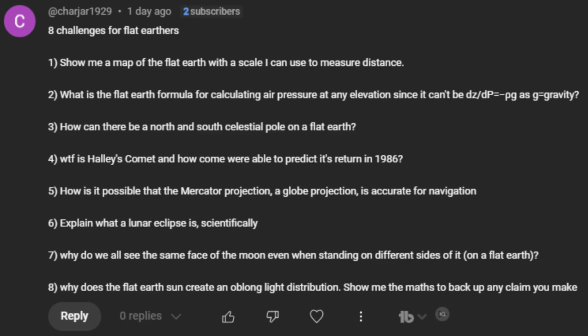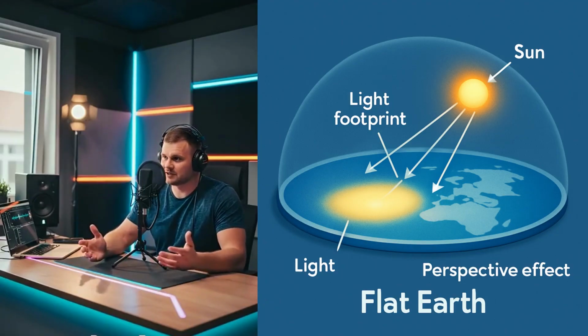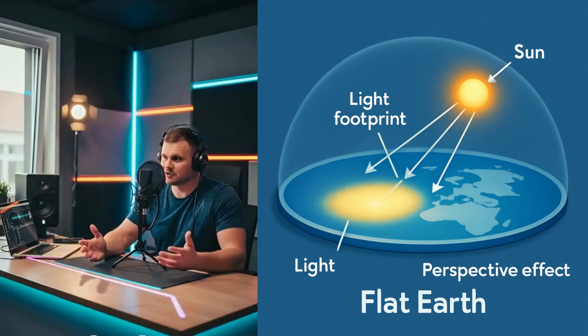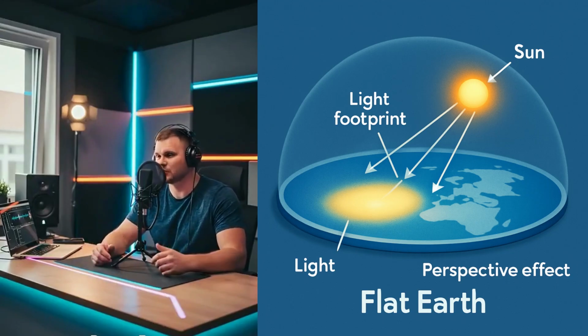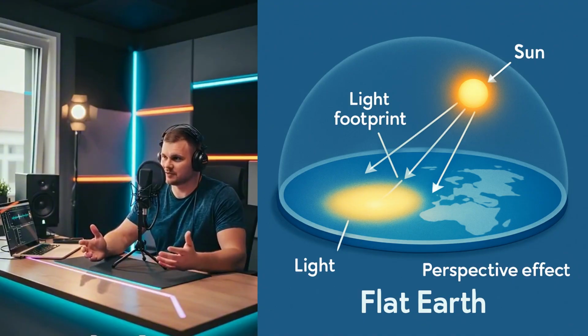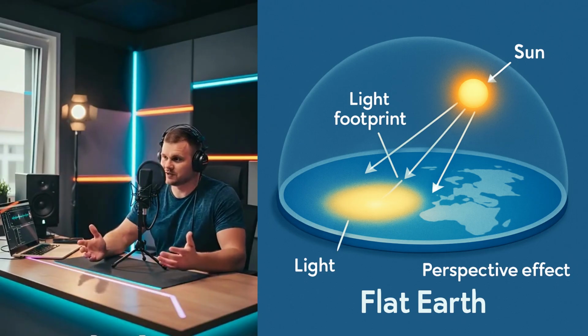Eighth, the sun's oblong light distribution. A small local sun rotating over a flat plane creates a circular spotlight. However, due to the refractive properties of the atmosphere and the dome, the light can appear stretched or oblong at certain angles. The math used by flat Earth researchers models the sun as about 5,000 kilometers above the Earth, and the inverse square law of light combined with atmospheric refraction creates the patterns we observe.